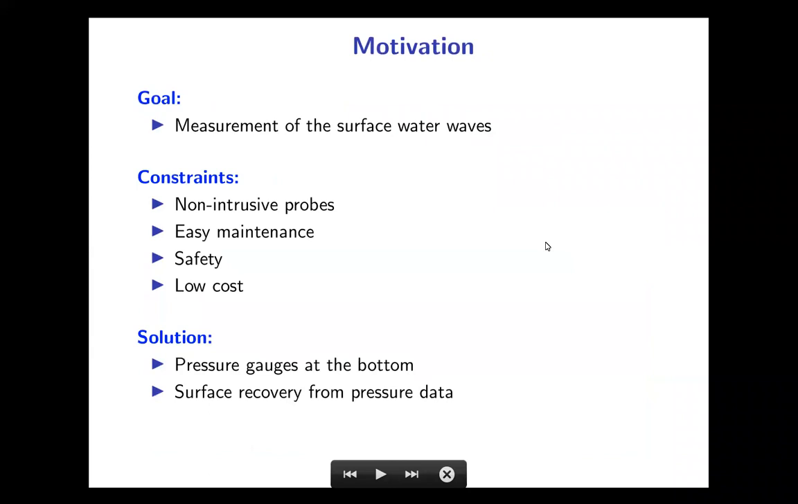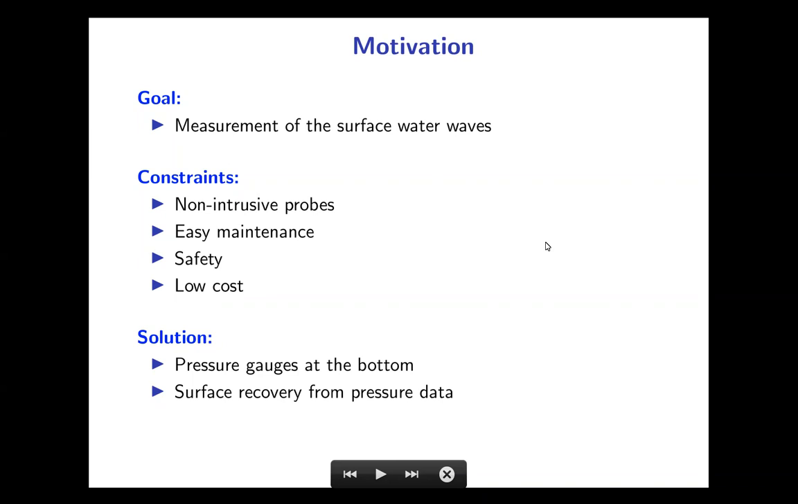So what was the motivation for that? The motivation was to monitor the state of the sea, the wave field on the sea. This is very important for many environmental issues, with global warming and more storms. We need to monitor the state of the sea, and for that we need measurements. And these measurements must be convenient, easily maintained, and so on.